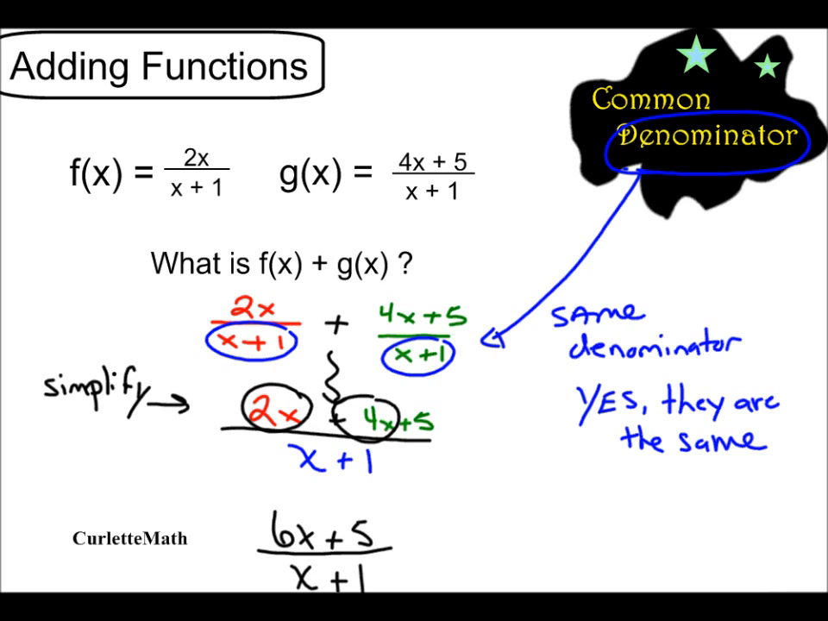Now remember from the previous lesson, I was really big on making sure that we group everything and keep things in parentheses. Our top parentheses of 6x plus 5 does not match our parentheses of x plus 1, so nothing will cancel. Nothing will simplify from there, so that is our final answer. Let's look at another example.